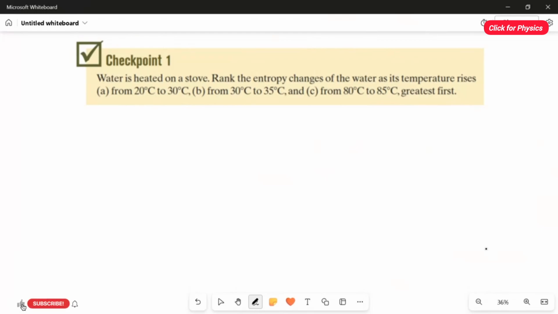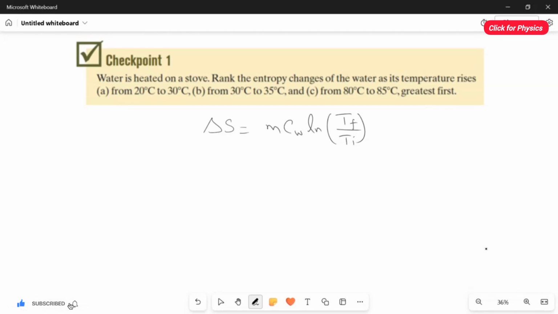So for that, we have to use the rule: entropy change is equal to m C_W, which is the specific capacity of the water, multiplied by the natural log of T final over T initial. So here they clearly mention water is the material we are going to use for this calculation. So we are not going to bother about the mass and the specific capacity of the water, because we are only focused on the temperature difference.